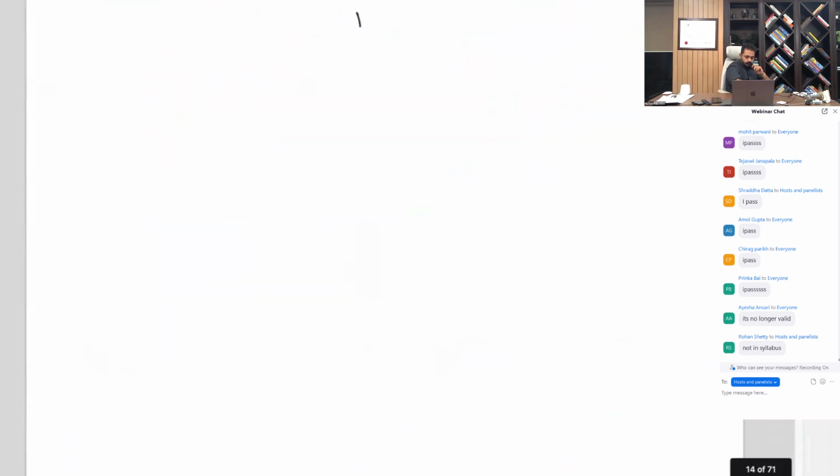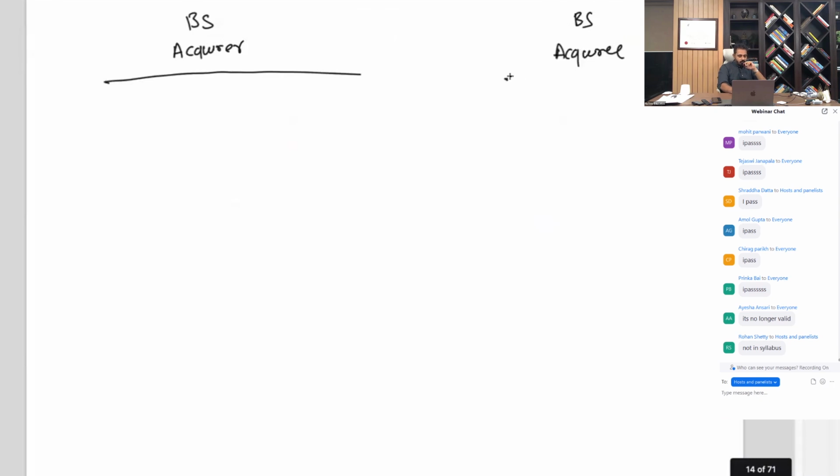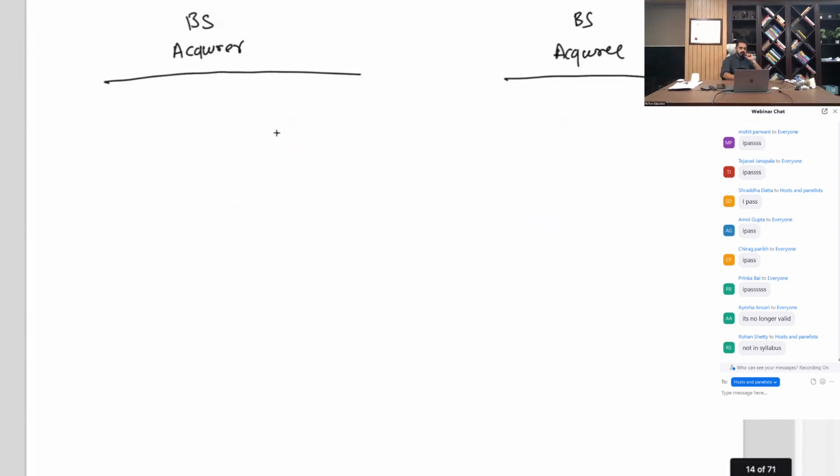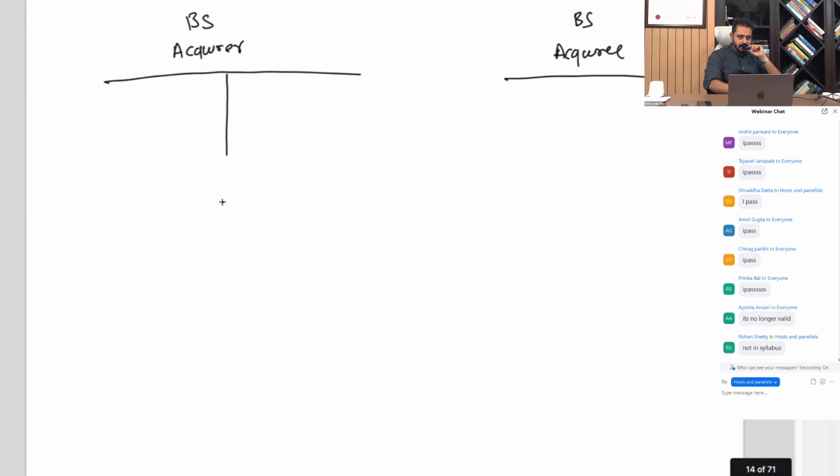This is your balance sheet of the, I think I will need two balance sheets now to do a full consolidation. So this is going to be the balance sheet of the acquirer and this is the balance sheet of the acquiree. I'm trying to put in 2-3 different variations into it so that all types of possible questions get covered in one case study itself.